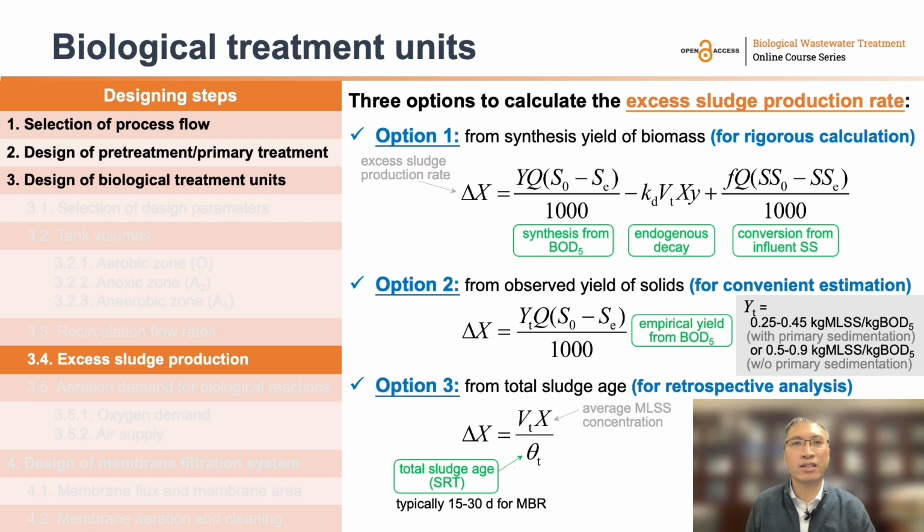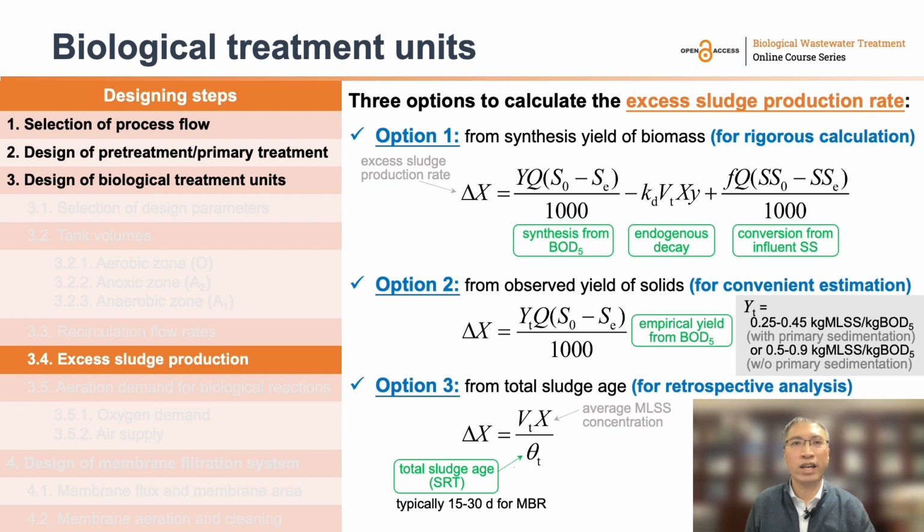The MLSS concentration of MBR, typically 6 to 15 grams per liter in the hollow fiber membrane tank and 10 to 20 grams per liter in the flat sheet membrane tank, is much higher than that of CAS process. This is due to the complete rejection of MLSS by the membrane and the long SRT of MBR.